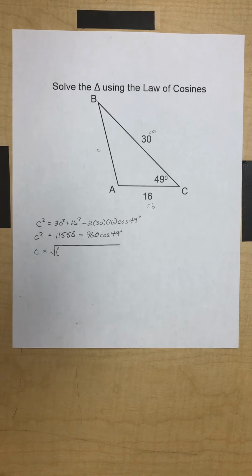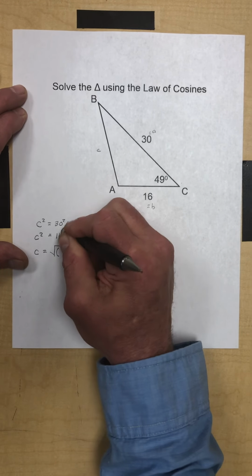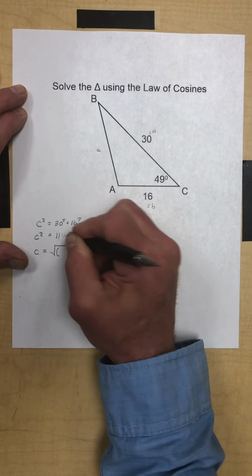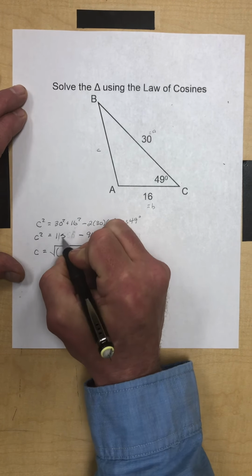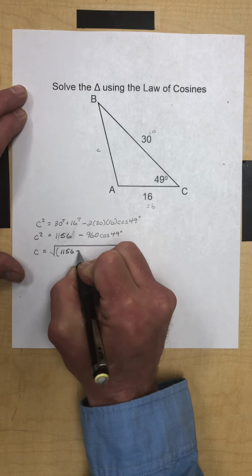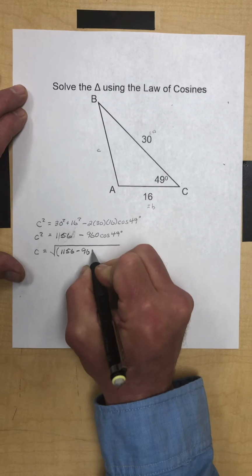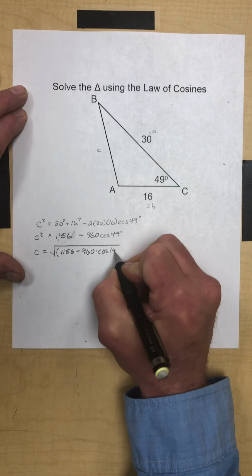Let me check that. Okay, so I have 900 plus 256. That's 11, yeah, not 11,556. That's 1156. I had one too many fives there. Okay, so let's fix that. So I have 1156 minus 960 times the cosine, and this guy will come up, 49 degrees.